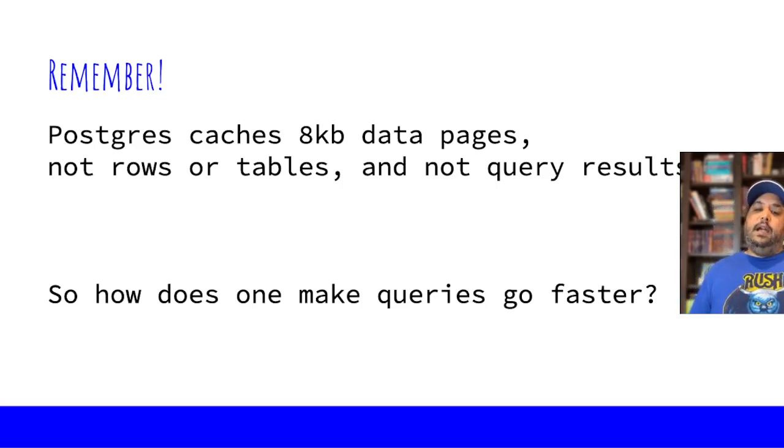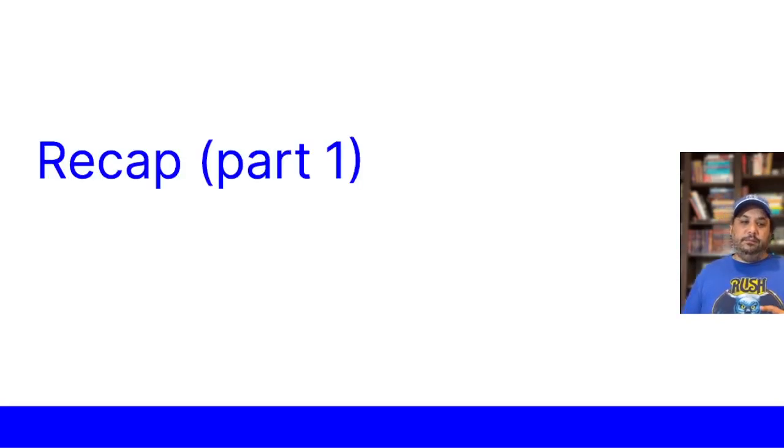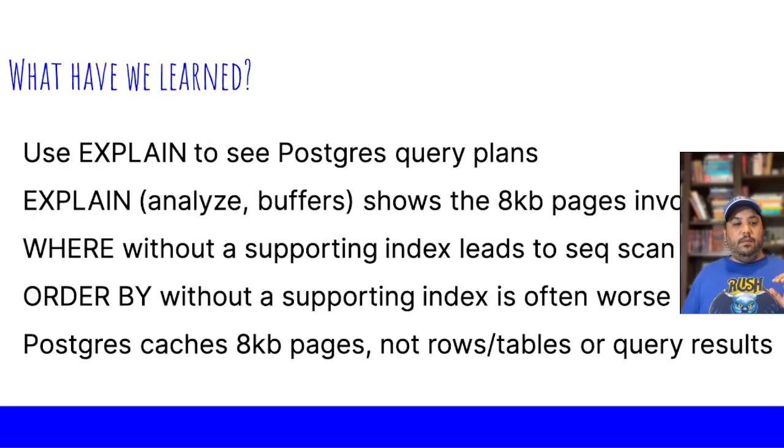So thinking about that, all right, look, you told us why so many things can be bad and why it can be slow. I'm sure what you're really now wondering is, how do I make things go faster? Well, first off, let's think about what we talked about. I want to make sure that you're getting this, right? First off, what have we learned? Well, you can use explain to see Postgres' query plans. Simple, easy, works on any query. You can use explain with analyze and buffers to see how many 8K pages are involved, to actually see the physical amount of work that needs to be done by Postgres.